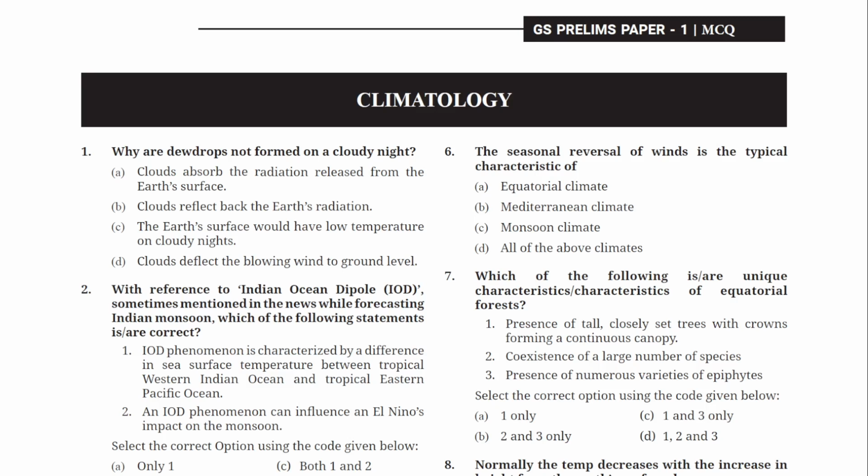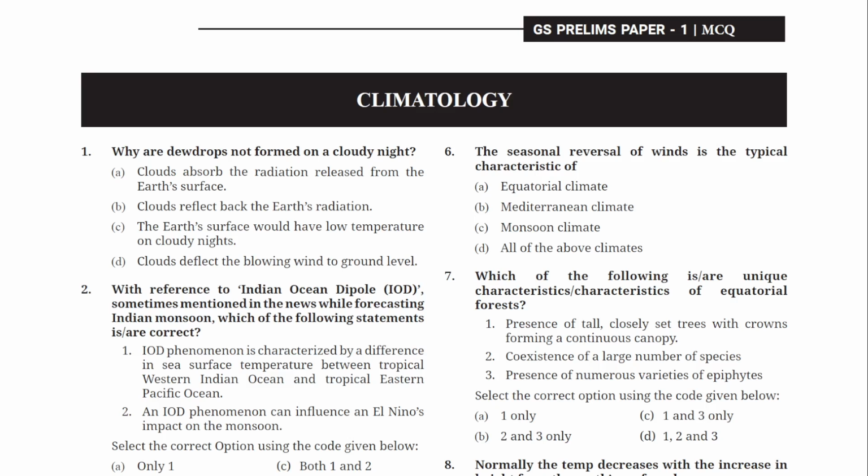So because the clouds are reflecting back the Earth's radiation, the Earth's surface will be warm. When there is warm surface, the dewdrops won't be formed because dewdrops will form on the cold surface. So option B is the right answer.